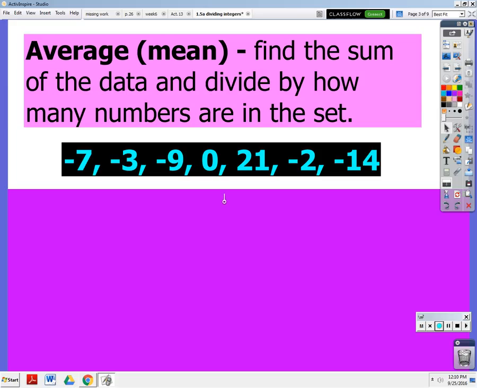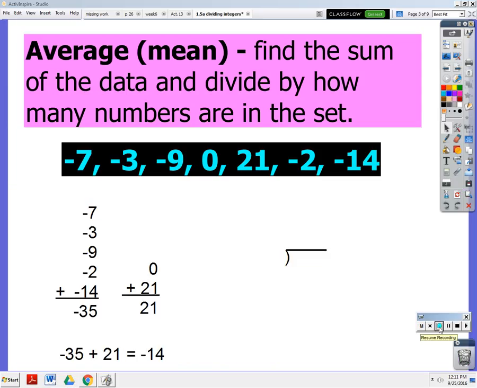I would suggest that you add all the negative numbers together first and the positive numbers together second, and then add those two totals together to find your sum. So go ahead and pause the video to do that now. Alright, so I've listed all my negative numbers here, and I got an answer of negative 35. I have the rest of my numbers and have 21. So now I need to add the two totals together. I have negative 35 plus 21 for a grand sum of negative 14.